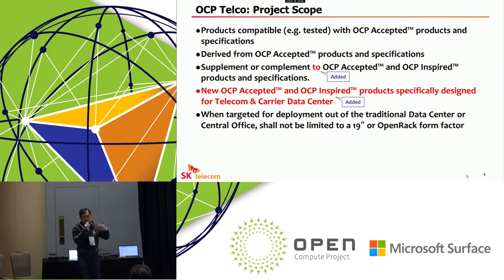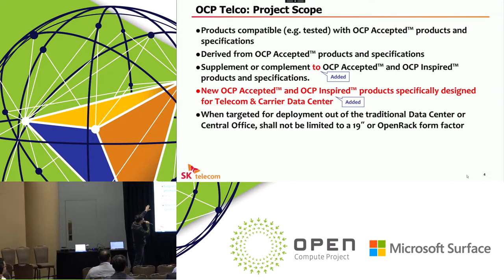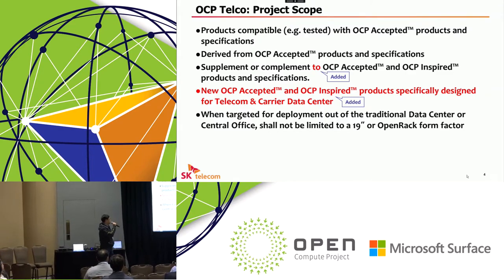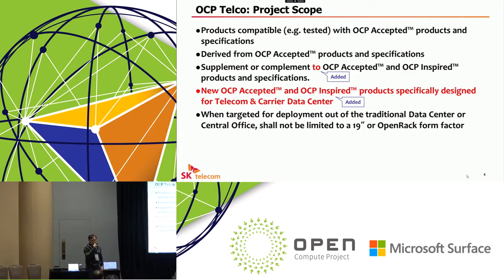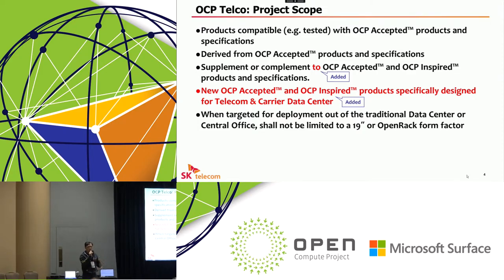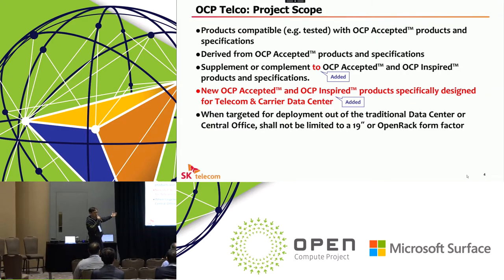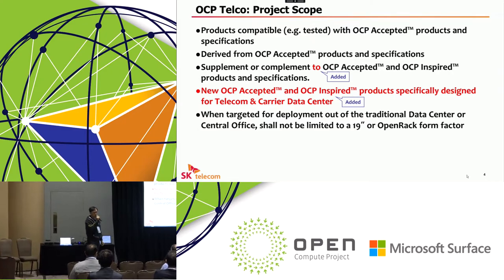The second thing is that we were asked to revisit our project scope and see if the current scope is accurate. We made a small modification, marked in red. Everything is the same except the third one, new. We wanted to add this aspect of new products specifically designed for telco and carrier-grade data center, because some of the proposals we are already processing didn't quite fit with the rest of the description, so they were not compatible products, derived products, or supplement products. So we added a category of new.